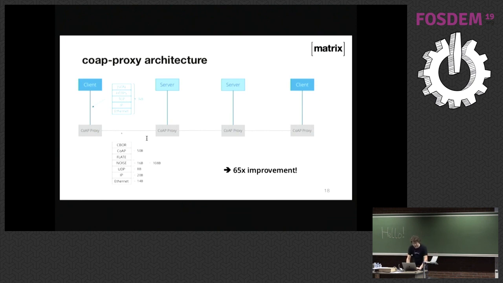Architecturally, you have a client that talks to a little Go CoAP proxy. So the Matrix clients and servers are talking normal HTTPS. No changes really at all, other than to squidge down the size of some of the IDs. And we go from 7 kilobytes of JSON HTTPS, etc., to about 90, 100 bytes of CoAP. CBOR, CoAP, FLATE, noise, UDP, IDP, IP, and Ethernet.